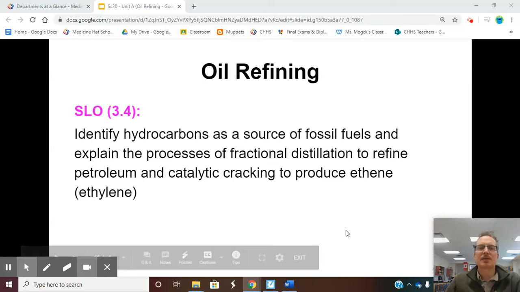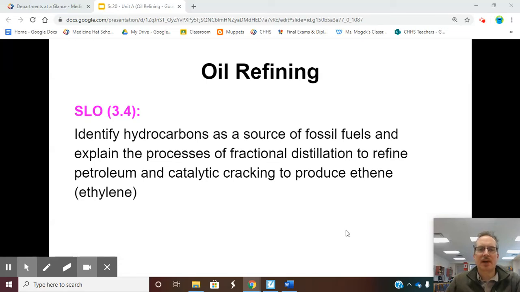Hello, Science 20s. Our lesson today is on oil refining. We are going to identify hydrocarbons as a source of fossil fuels, and we're going to look at two processes on breaking down these fossil fuels. To me, this is a very important topic because we live in Alberta and fossil fuels is one of our main industries.